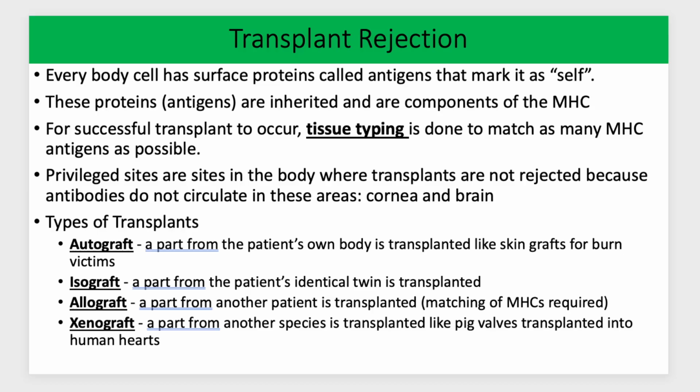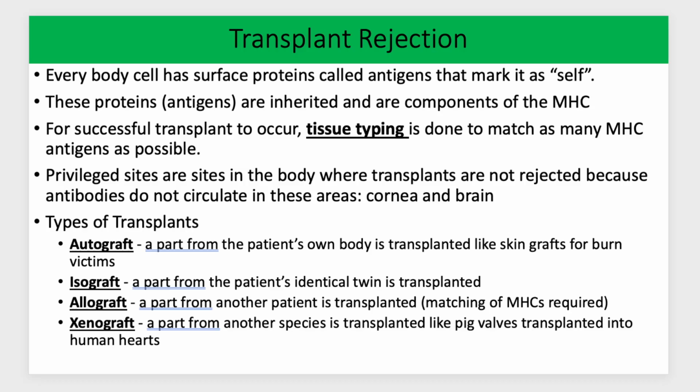So privileged sites would be those sites in the body that do not have antibodies normally circulating, and that would be the cornea and the brain. So if you were to do a transplant there, then you wouldn't have this issue really, except that, for example, with the brain, we're not doing brain transplants, so it doesn't really matter in that sense.